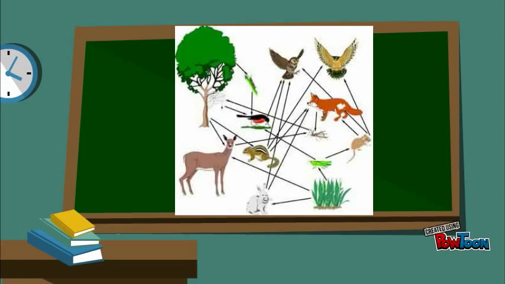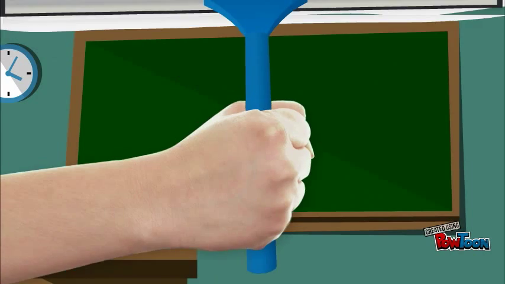The mouse would be impacted the most because the mouse feeds only on the grasshopper. Everything else has something else to eat in the ecosystem. So the populations of the others might decline, but they wouldn't go extinct.